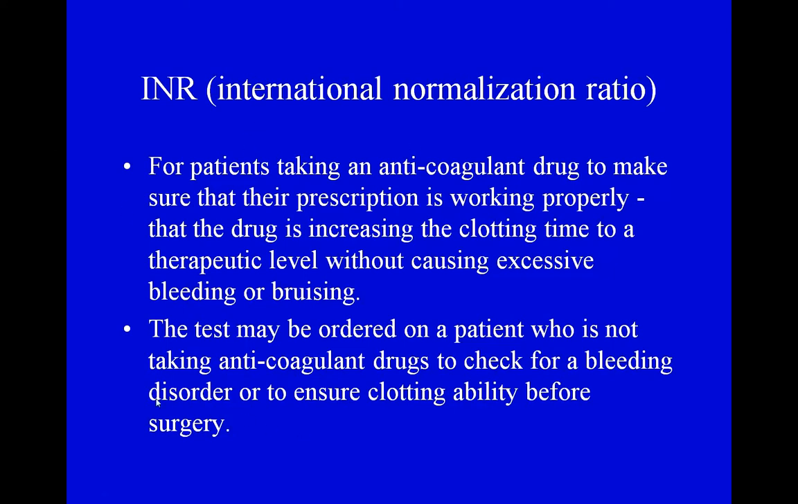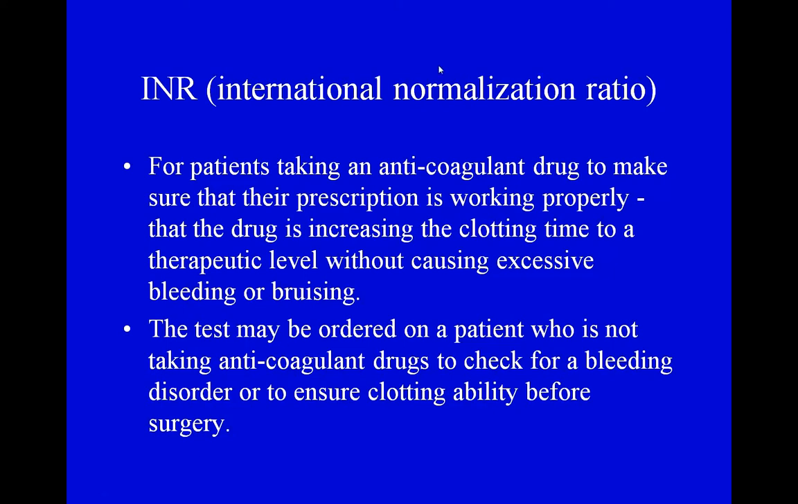So the INR is going to be on a patient who is taking an anticoagulant drug to see what their bleeding times are, to see if they're on the right amount of medication. If the INR is too high, up around the 4 range, 5 range, we're going to decrease your medication. If your goal was to keep your INR at 2.5 and your test today said it was 1.5, what are we going to do with your medication? We're going to increase the amount of it.